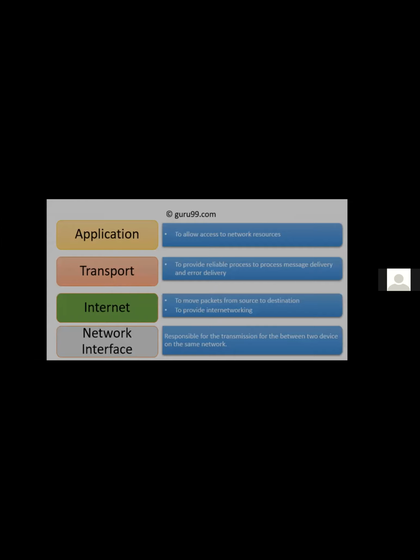The application layer allows access to network resources. The transport layer provides reliable process-to-process message delivery and error recovery. The internet layer moves packets from source to destination to provide internetworking. The network interface layer is responsible for the transmission between 2 devices on the same network.